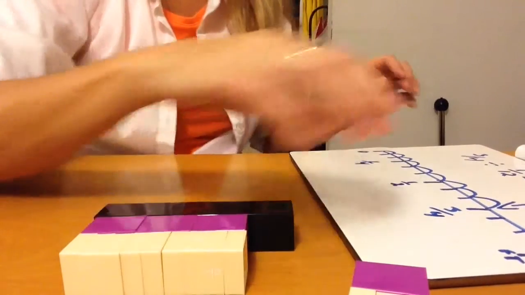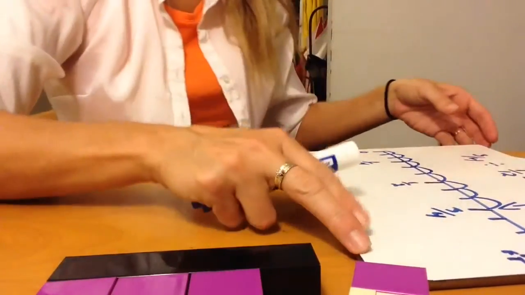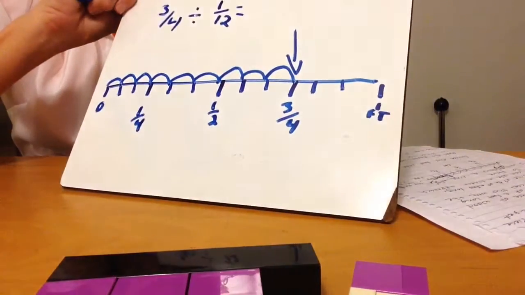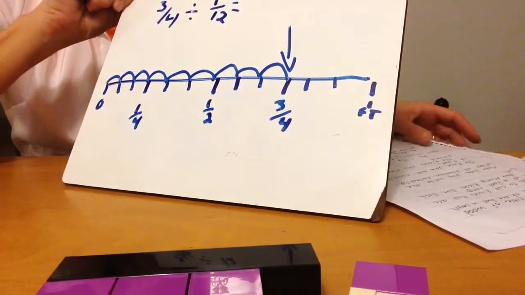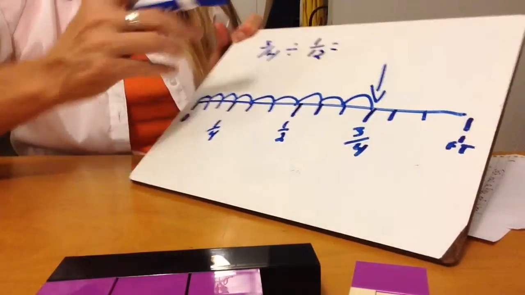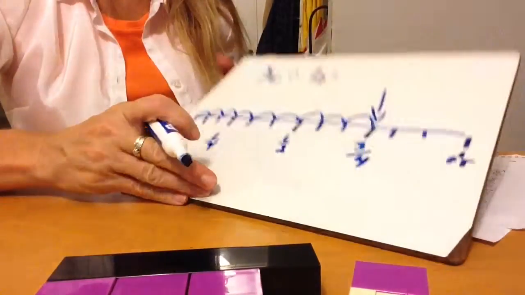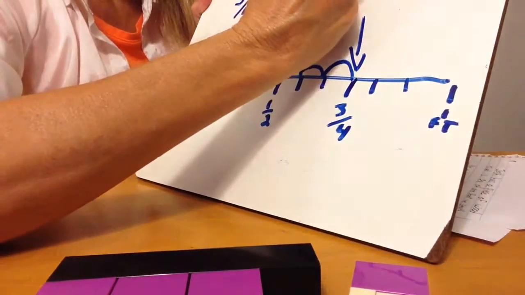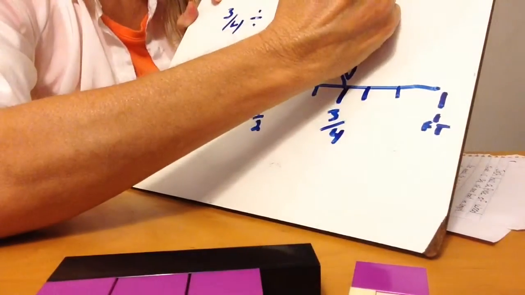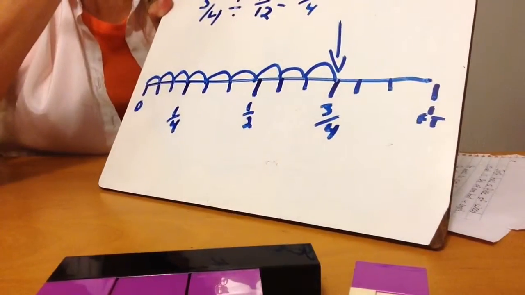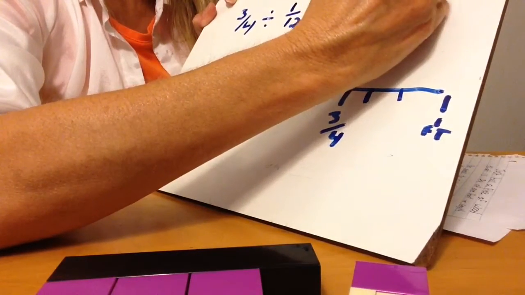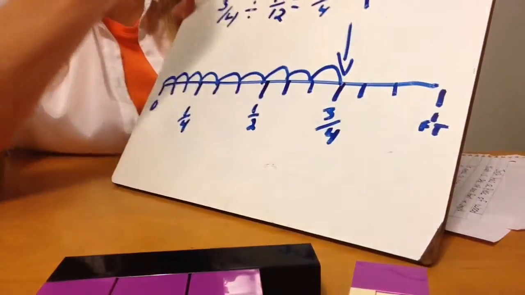Okay, so let's write out the equation. So we have 3/4 divided by 1/12. So now we're going to take the first number and leave it the same, 3/4, times the reciprocal. So we'll turn the second number in reverse, 12 over 1. Okay.